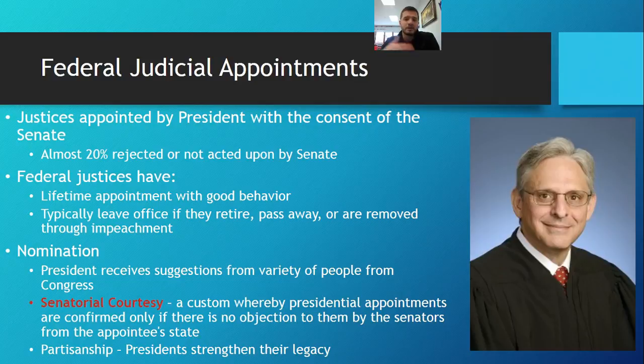So that's kind of what I mean by partisanship. Again, they are trying to solidify their legacy. They're trying to leave behind their mark. And again, that's an easy way for the president to do that.